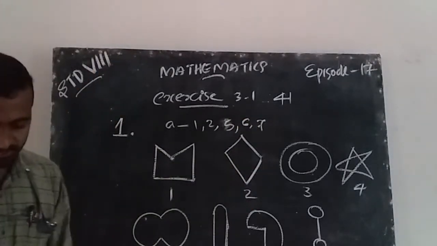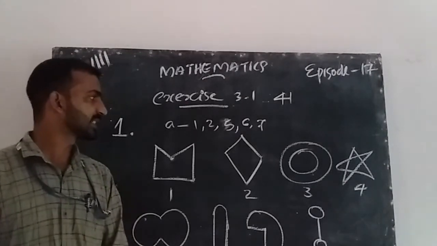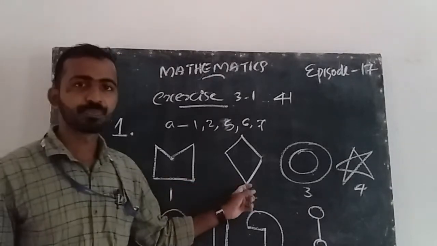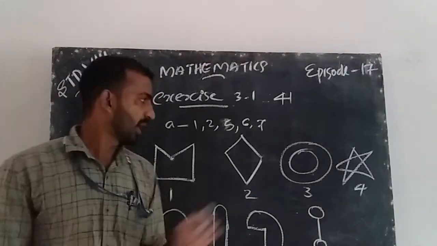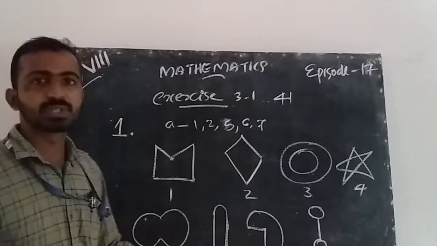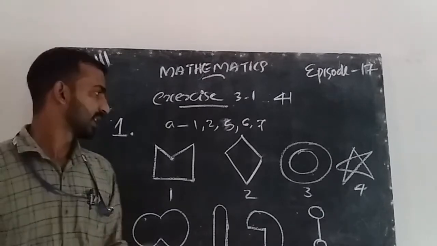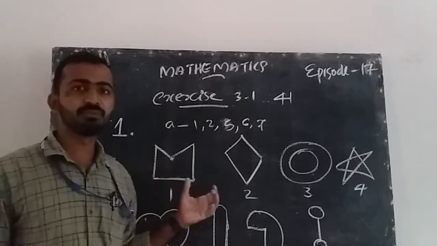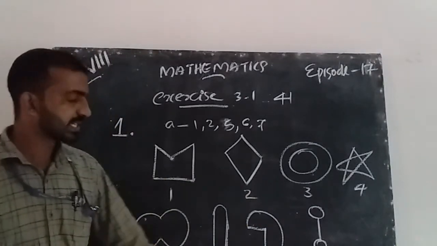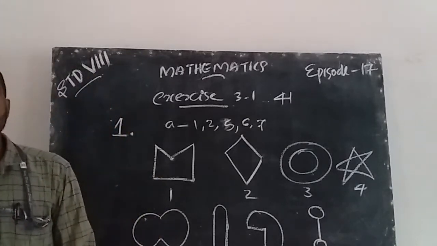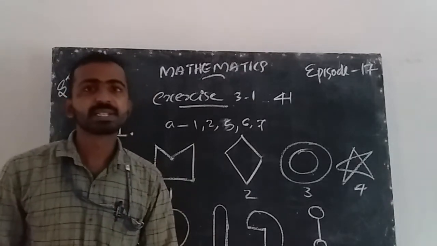Is it? The second one is what? Simple closed curve. That is 1, 2, 5, 6, 7. These are also simple closed curves. So the first answer, simple curves, is 1, 2, 3, 5, 6, 7. And the next question, simple closed curve, is 1, 2, 5, 6, 7.